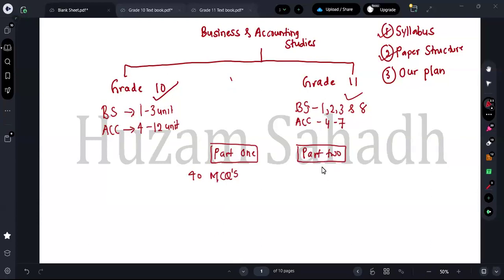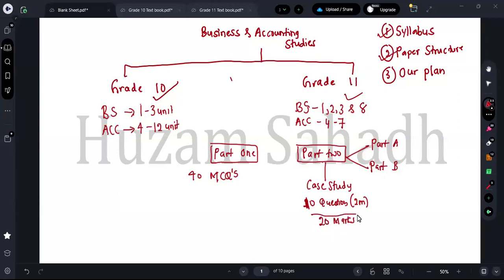In part 2, you have two parts, which are part A and part B. And also you have something called a case study. This is a question which contains 10 questions, each carrying 2 marks. So totally how many marks, guys? 20 marks. I'll explain, don't worry, what this case study is. They will give you a case, and you should answer some questions according to that case.